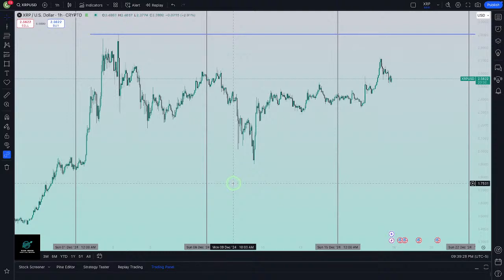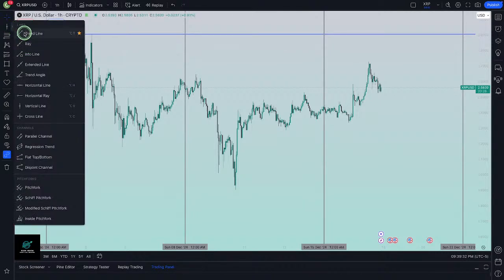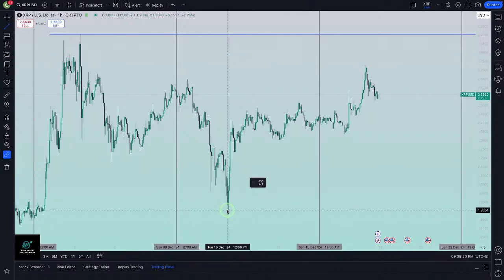Yeah, Daryl, you definitely can find gaps. If you're on dark mode, it's going to be harder to find the fair value gaps. I've played around with dark mode, but I prefer the light mode.